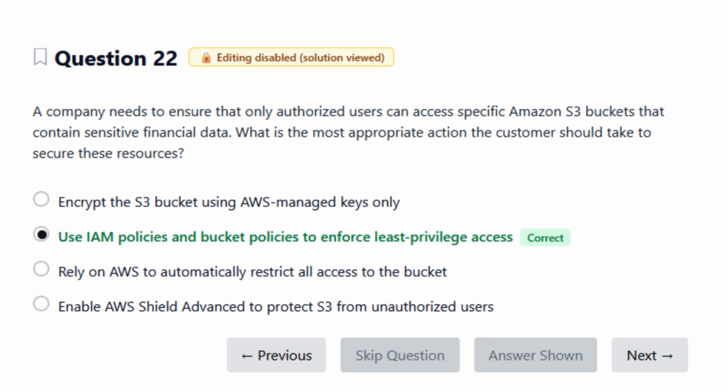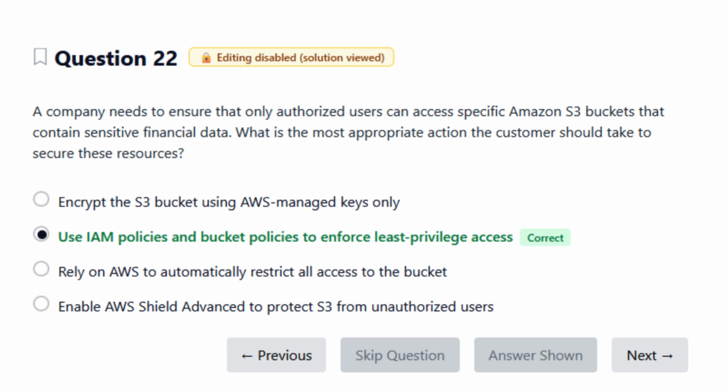The correct answer is: use IAM policies and bucket policies to enforce least privilege access. Short explanation. This question is about controlling who can access sensitive data, not just protecting the data itself. IAM policies and S3 bucket policies are the correct tools to explicitly allow or deny access to specific users, roles, or services, following the principle of least privilege.